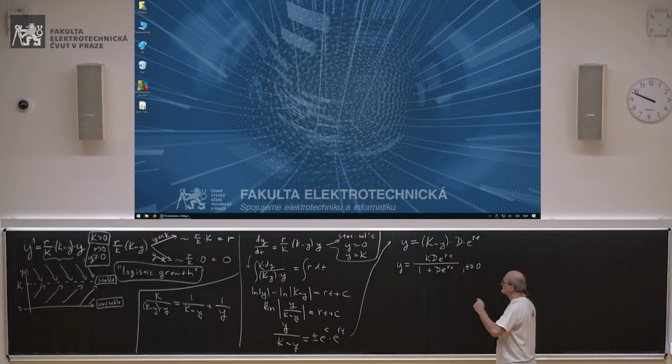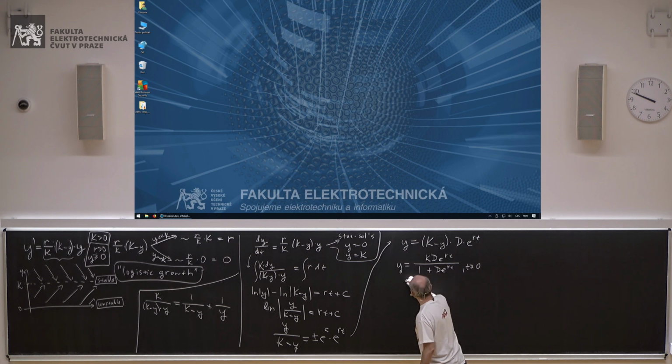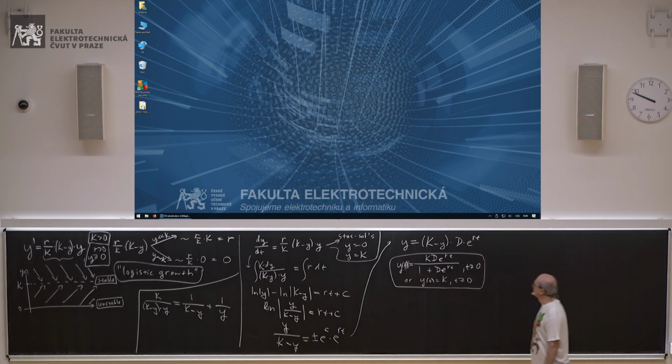Okay? So if you want to talk about a general solution, we should add this: or y(t) is equal to k, t greater than or equal to 0. And now, this is a complete description of the solution. Okay, let me put t here. And you could call this a general solution if you want.